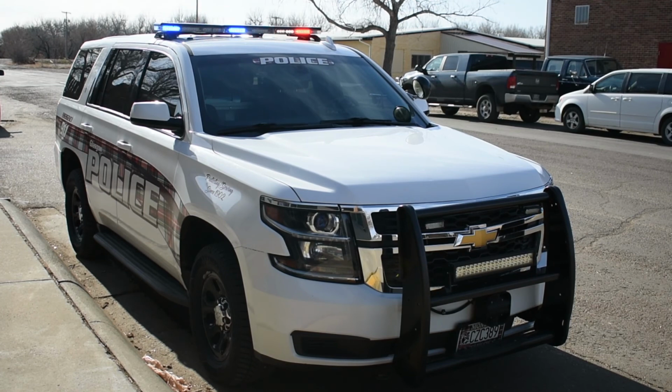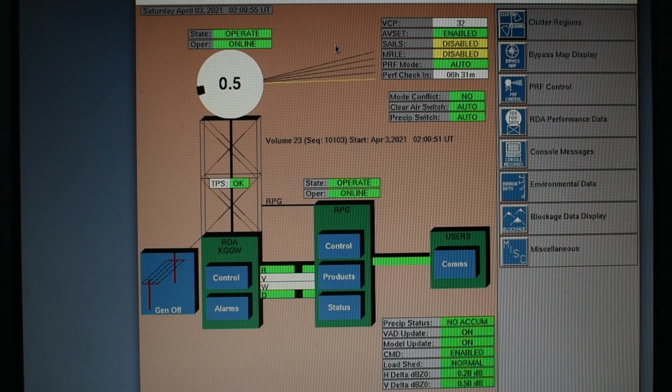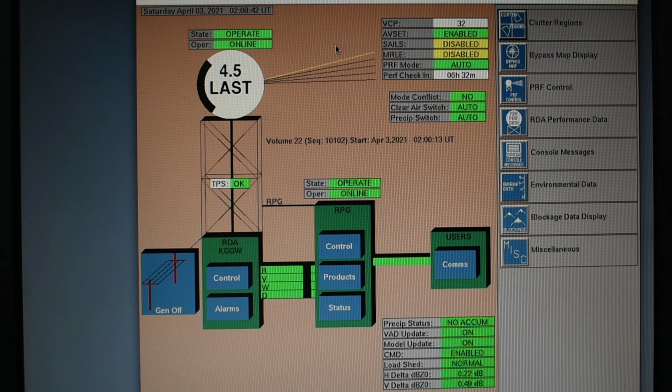Hold that thought. The radar scans the atmosphere at different angles, starting at half a degree. Some radars scan even lower than that so they can see further, then tilts up until it doesn't see precipitation anymore, or the radar can't tilt higher. This is known as a volume scan.